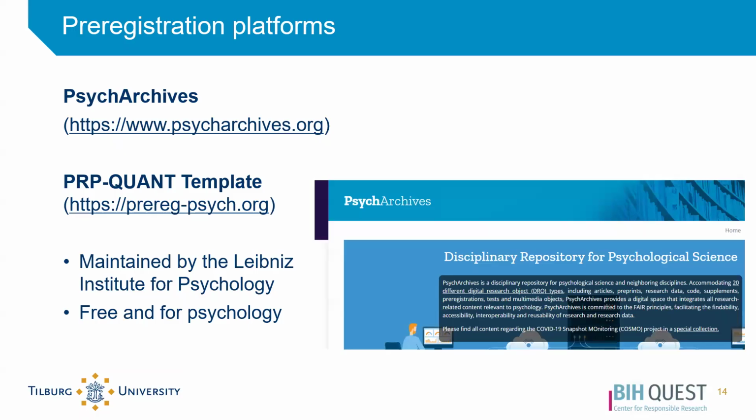So this is a psychology-focused one. This is sciarchives.org, which is kind of an OSF, but for psychology specifically. It's maintained by the Leibniz Institute for Psychology in Trier. And they also have their own specific pre-registration template, which is really comprehensive. I would recommend it if you're doing a quantitative psychology study. Also free and also worth looking at. But there's many more. So clinicaltrials.gov is one, and there's a lot of options out there.